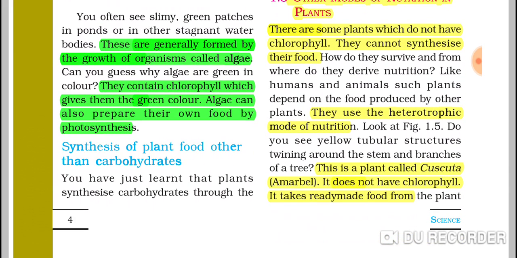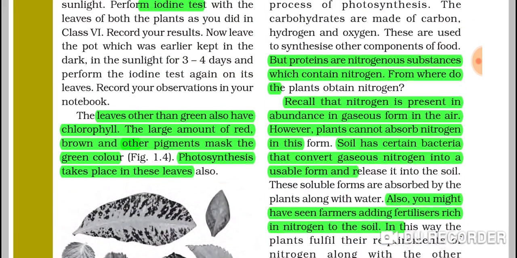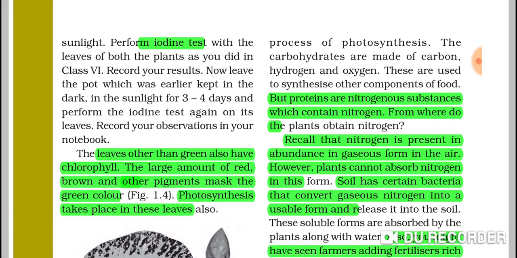Now, synthesis of plant food other than carbohydrate. Here we have seen that by using photosynthesis, plants prepare their food which consists of carbohydrate, but plants need other things also, such as nitrogen to make proteins. So from where will the plants get the nitrogen? We know that air consists of 71% nitrogen, but they cannot use it directly. This is because it is in the gaseous form, so they cannot directly take it from the air. They have to absorb this nitrogen from the soil.